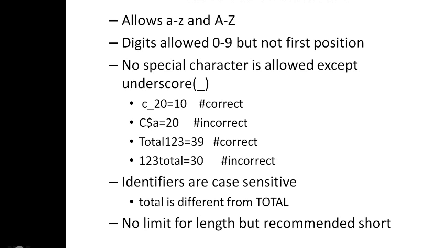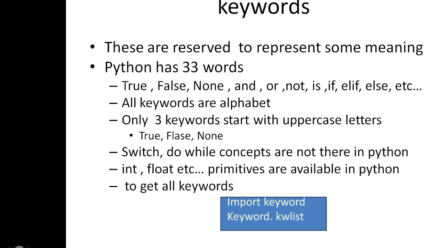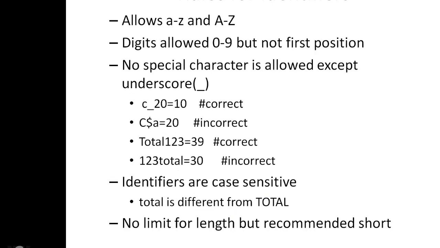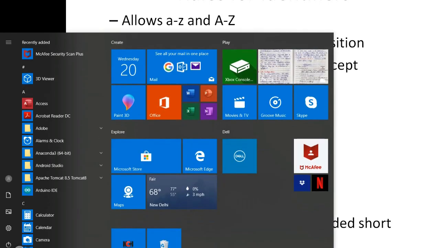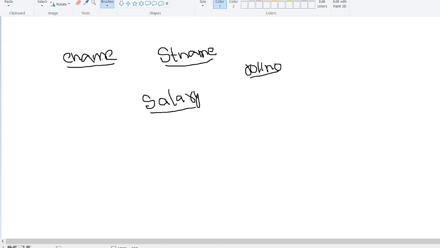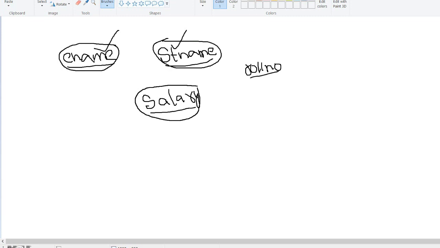And also in that identifier, we should not use any special characters except the underscore. Only underscore is accepted, but not any other special characters. For example, here ename is a single word. All are alphabets. Sname also, all alphabets, accepted. Salary, all alphabets, accepted. Roll number, all alphabets, accepted.